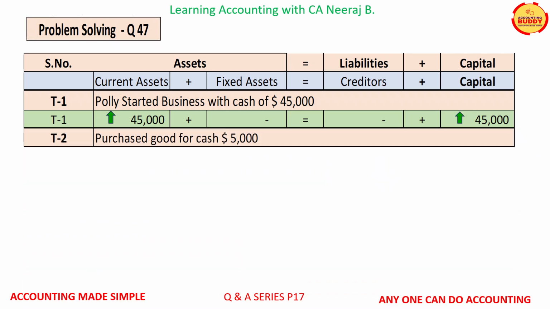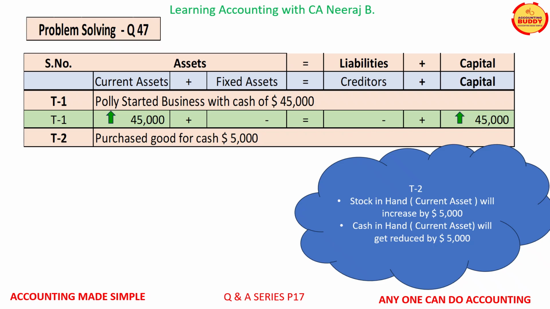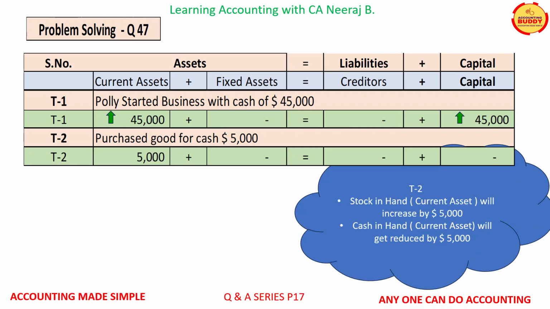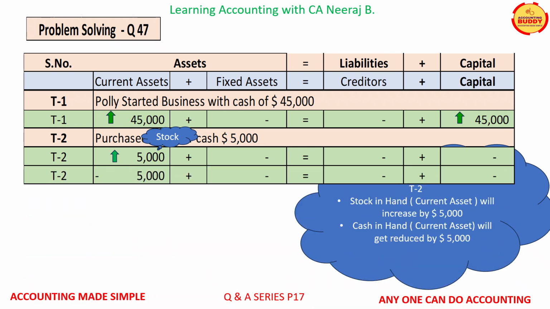The transaction number 2 is on your screens. Polly purchased goods worth $5,000 on cash. The two accounts which are getting affected by this transaction are the stock and the cash, and both are asset accounts. Stock, which is an asset, will increase by $5,000, and since the transaction is settled by cash, cash, which is again an asset, will be reduced by $5,000.